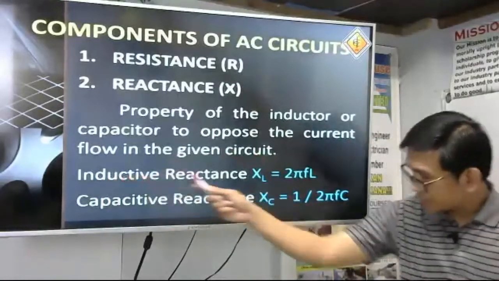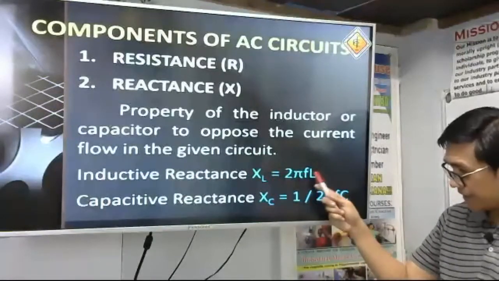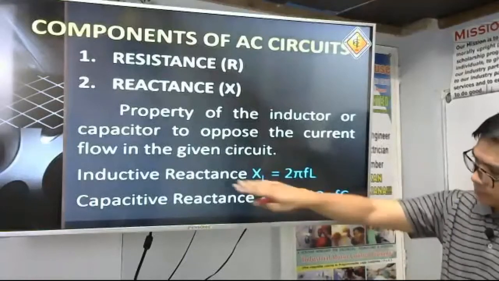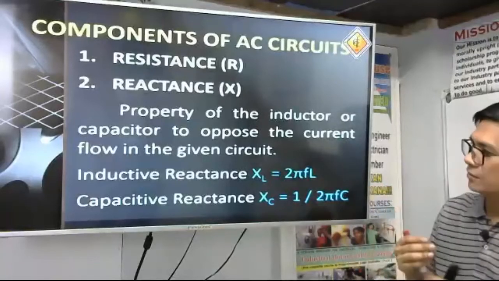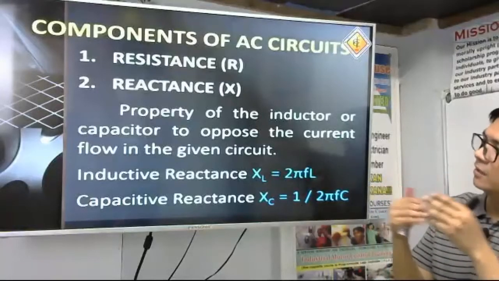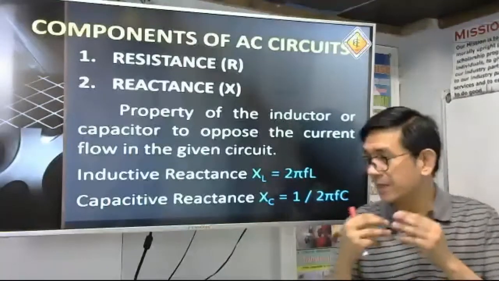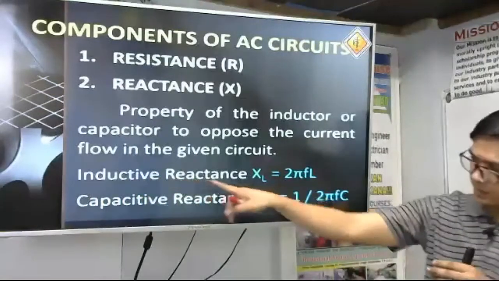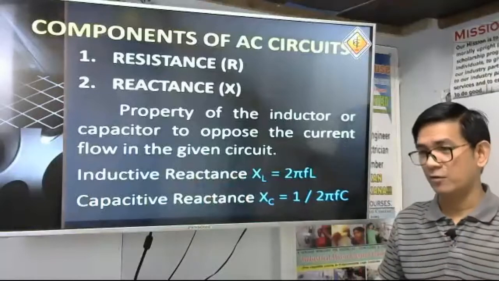So, inductive reactance: we have here X sub L is equal to 2 pi F L. So this opposes, no? Kumbaga kontra siya sa daloy ng kuryente natin. Yung inductor, meron siyang property doon. This is what we call the inductive reactance, the opposition by the inductor to the flow of current.